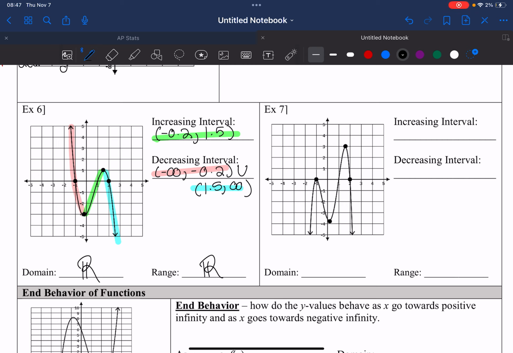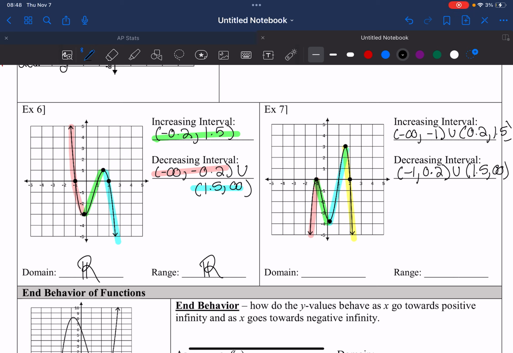Example 7, I'm going to do the same thing and start separating them. And then I'm going to be labeling my intervals that are increasing. So my increasing one is that pink. It's going from negative infinity to negative 1, union, and then I have my blue, 0.2 to 1.5. And then my decreasing one, starting with the green, I have negative 1, 0.2, union with my yellow, which is 1.5 to infinity.